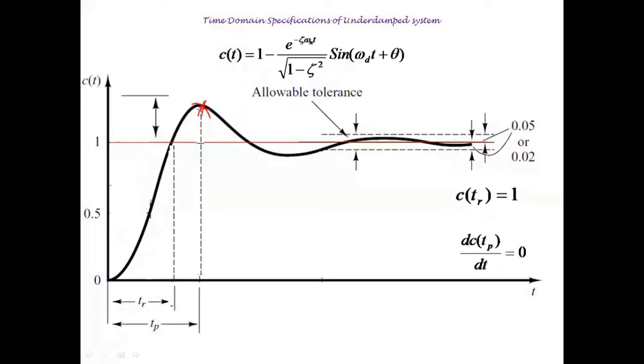At time t is equal to T p, we can see how much the output response is overshooting with respect to the reference of the input. Hence, we call it the maximum peak overshoot M p, which is given by c of T p minus 1.